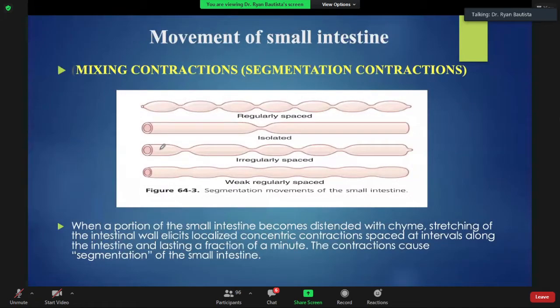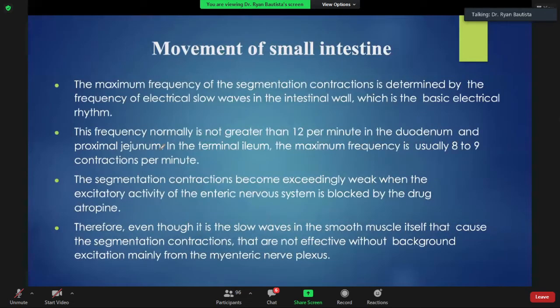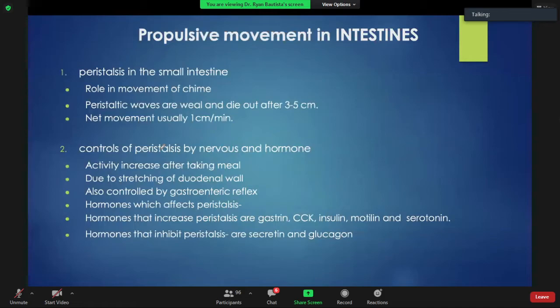It's the same segmented contractions, small movement of the small intestines. So we go now to the small intestines. Peristalsis of the small intestines moves the chyme at around 3 to 5 centimeters. Net movement is around 1 centimeter per minute.